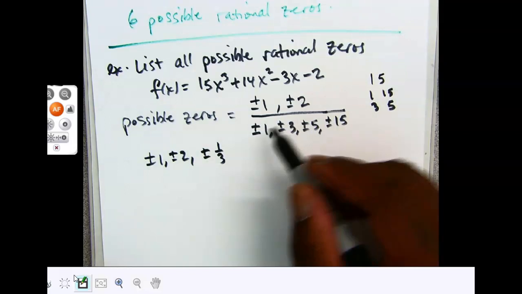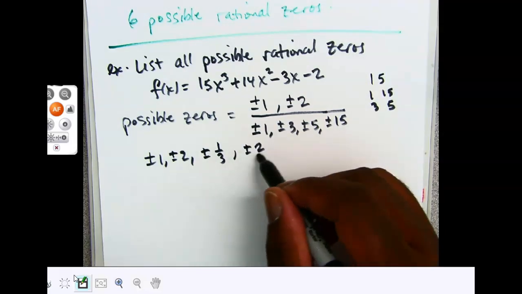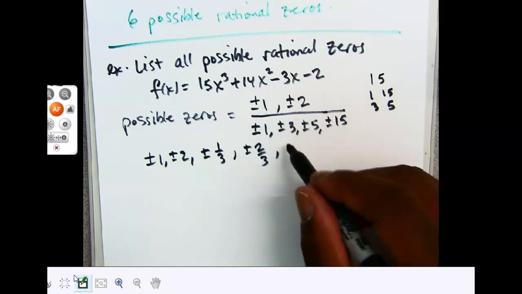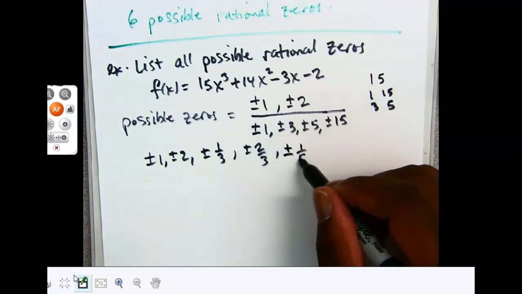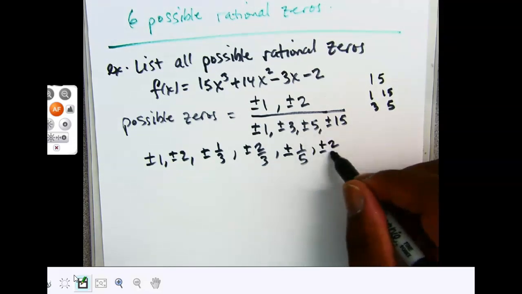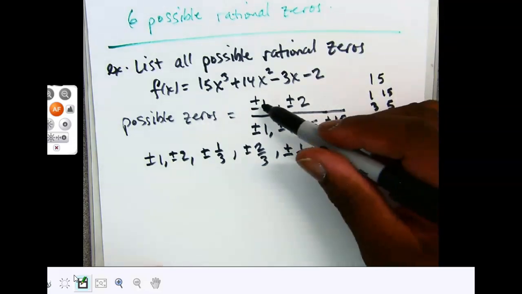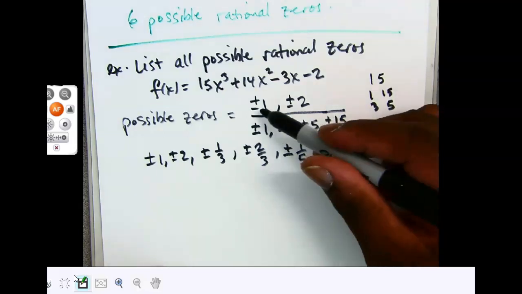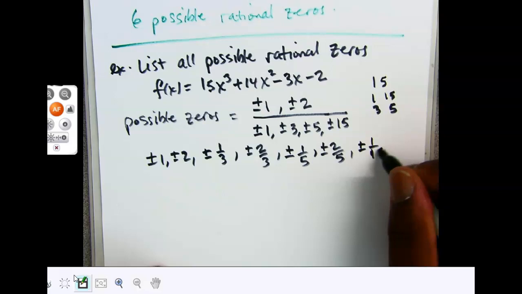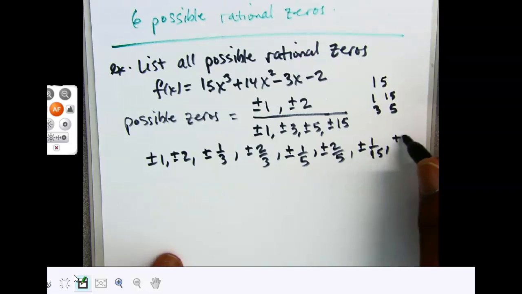2 divided by 3, plus or minus 2 over 3. Now 5. 1 divided by 5, plus or minus 1 over 5. 2 divided by 5, plus or minus 2 over 5. And then finally, we deal with the 15. Plus or minus 1 over 15, plus or minus 2 over 15.